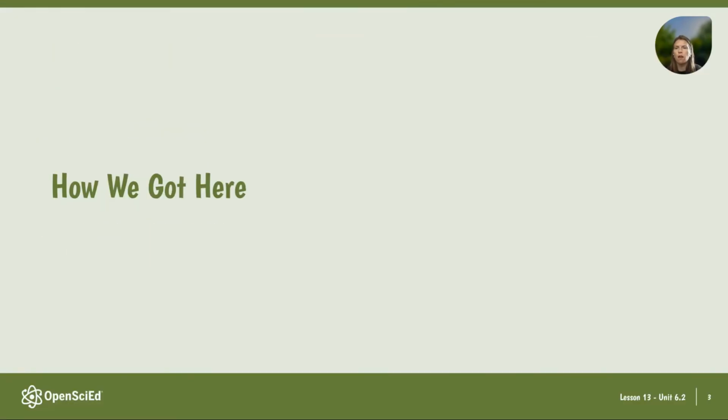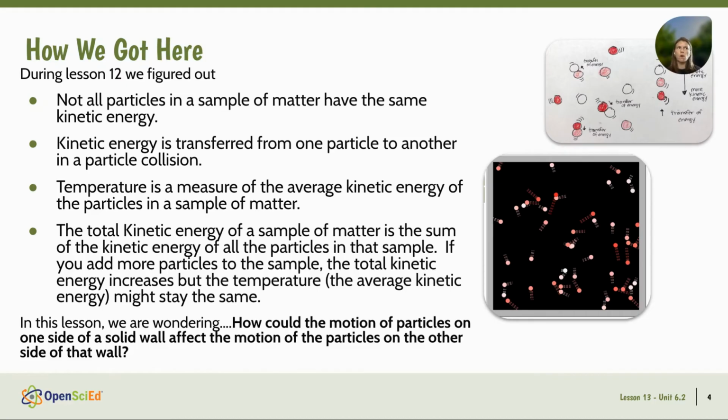First of all, how we got here. During lesson 12, we figured out that not all particles in a sample of matter have the same kinetic energy. Kinetic energy is transferred from one particle to another in particle collisions. Temperature is a measure of the average kinetic energy of the particles in a sample of matter. And the total kinetic energy of a sample of matter is the sum of the kinetic energy of all the particles in that sample. If you add more particles to the sample, the total kinetic energy increases, but the temperature, the average kinetic energy, might stay the same.